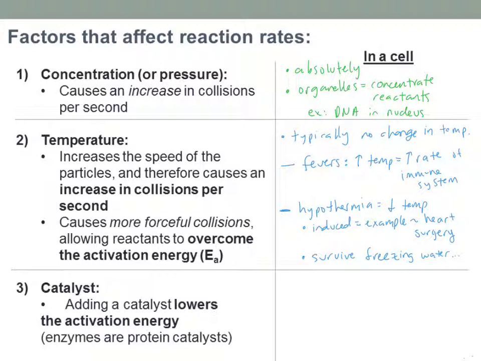And then the last one, catalyst here, right? Adding a catalyst lowers the activation energy. I put a little note over here, right? The cells absolutely do this. This is why we have enzymes. So enzymes are protein catalysts. Some catalysts can be ions. Some of them are molecules. Enzyme is the word for catalysts that specifically are proteins. And there are some like RNA catalysts and stuff like that, but typically they're proteins.